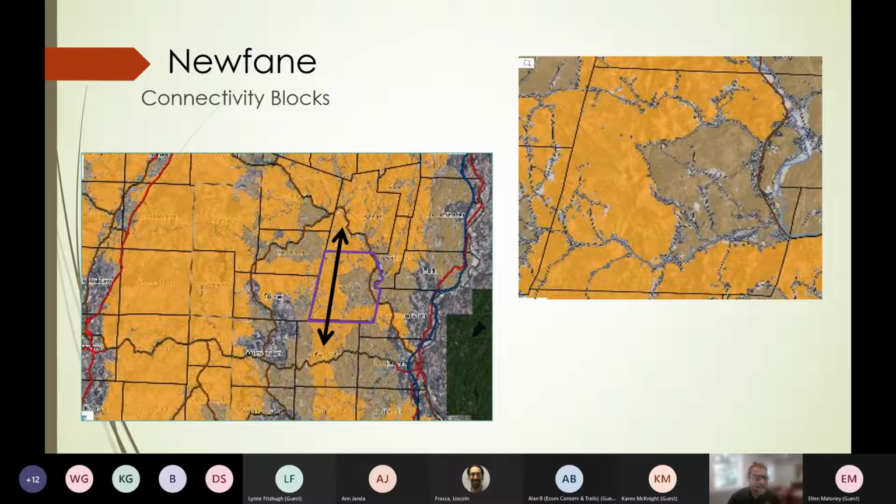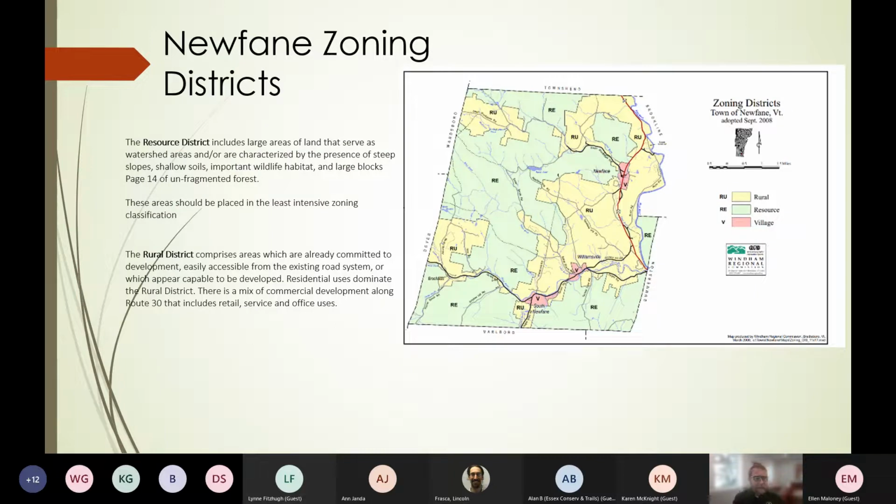So at right, you can see those same connectivity blocks within Newfane, and I'll just highlight that road section that appears white up here in the north. Okay, so now these are Newfane zoning districts, and there's a resource district that includes areas of land that serve as watershed areas and are characterized by steep slopes, shallow soils, important for wildlife habitat. That's the RE on the map. And then there's this rural district that comprises areas which are already committed to development, easily accessible, and so forth.